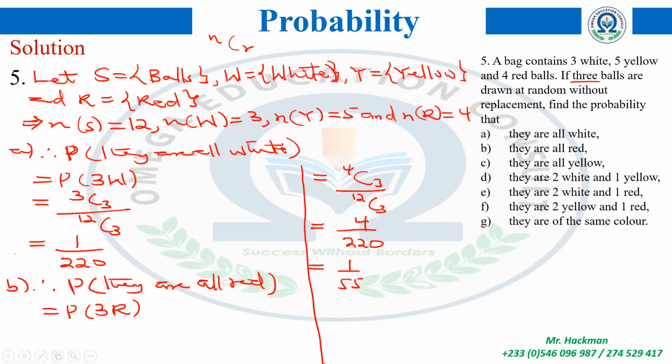So with this all yellow, you should know how to deal with it. Our numerator will be 3 yellow. So that will give us 5 combination 3 over the same 12 combination 3. All correct?